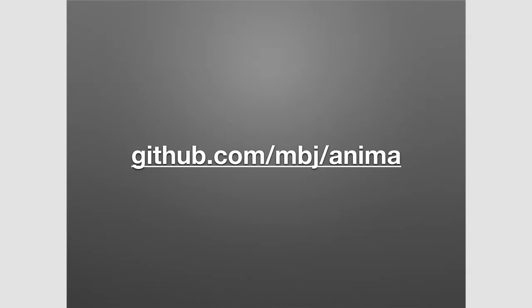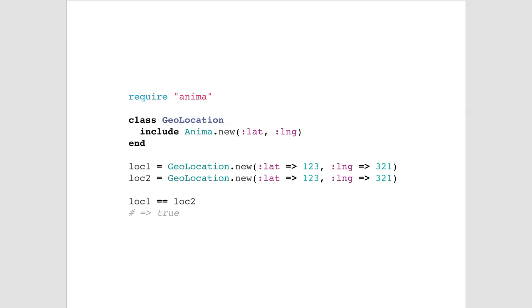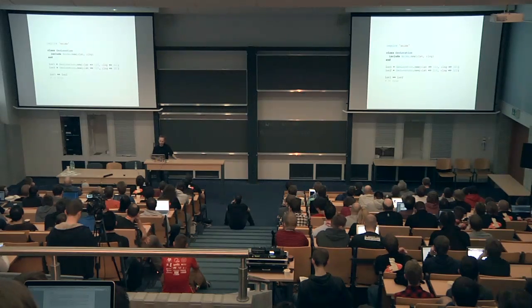The other one is Markus Schirp's Anima. Markus is the guy behind Mutant. You saw his presentation yesterday, by the way. And this is a nice example of how you can combine things. Anima uses equalizer under the hood. So when you use Anima, which looks pretty similar to how equalizer works, you get a constructor that accepts a hash, and you also get all the equality methods and the inspect method from equalizer, which is pretty cool.